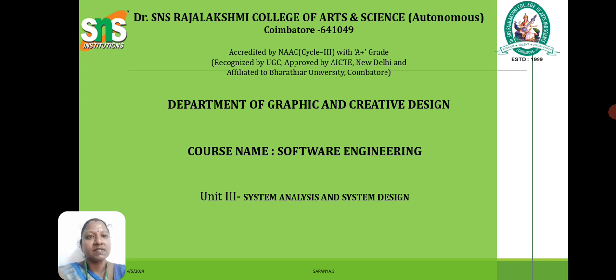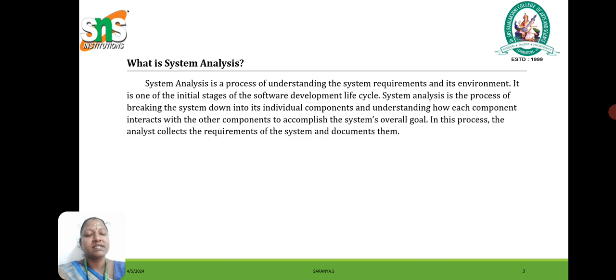Now I am going to talk about software engineering, in the third unit: system analysis and system design. How we can analyze the system and how we can design the system. What is system analysis? System analysis is a process of understanding the system requirements and its environment. It is one of the initial stages of the software development cycle.